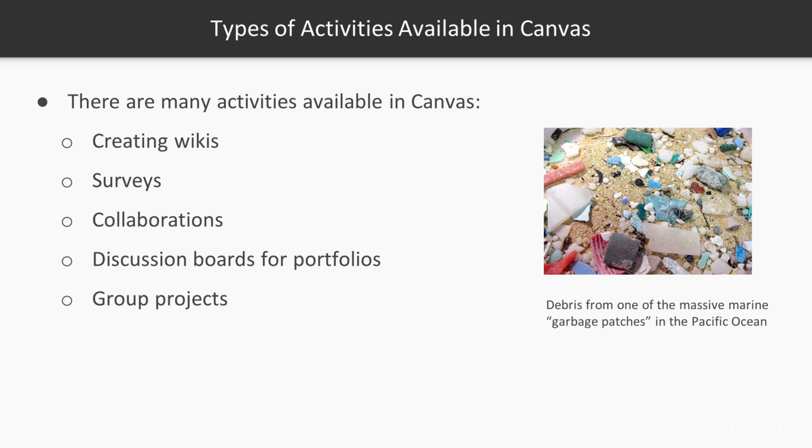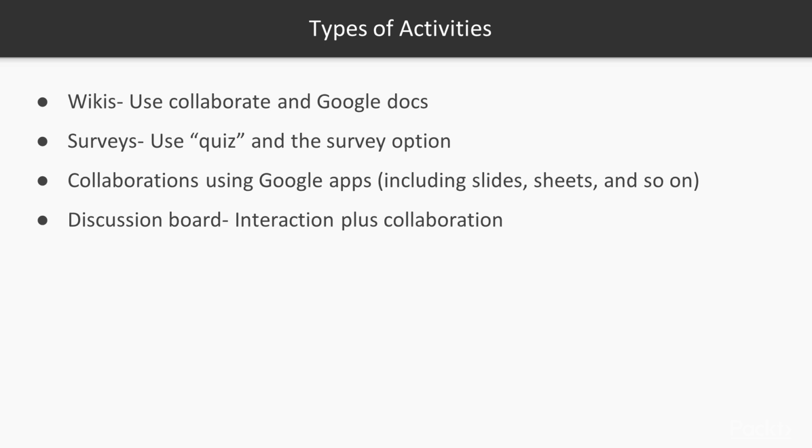There are a number of different activities available in Canvas. They include wikis, surveys, collaborations, discussion boards for portfolios and group projects. For example, we can talk about putting together a wiki that explores the debris from one of the massive marine garbage patches in the Pacific Ocean. We can use wikis to collaborate, and in conjunction with Google Docs, we can build documents collaboratively.